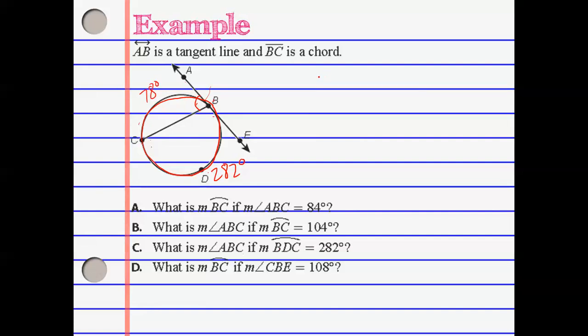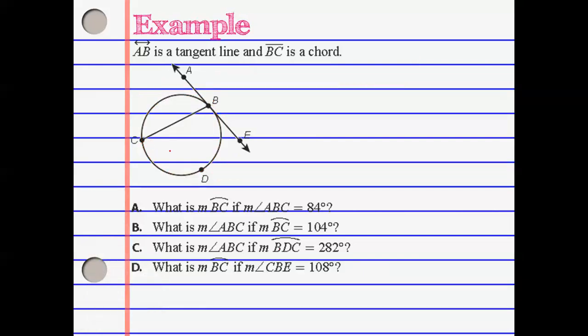So then the measure of angle ABC is going to equal 78 divided by 2. So all we're going to do is divide that number by 2, and that's going to give us 39 degrees. So we know that the measure of angle ABC in that case is 39 degrees.